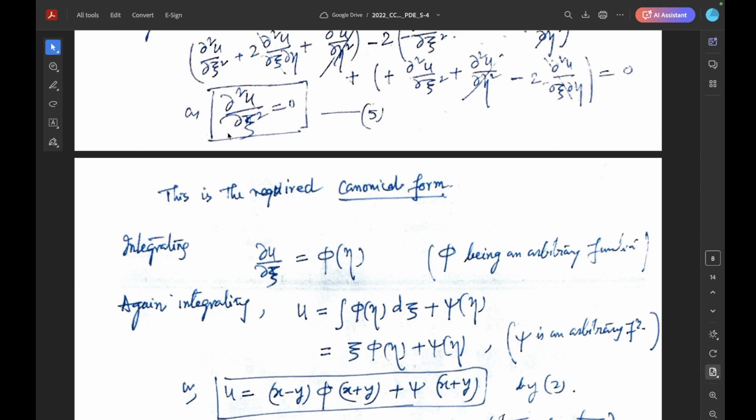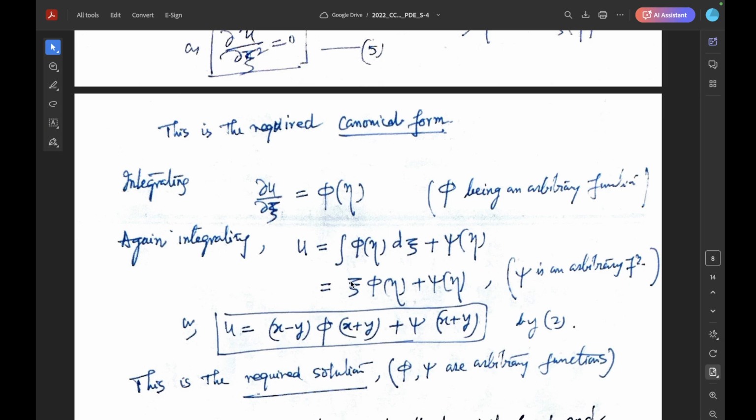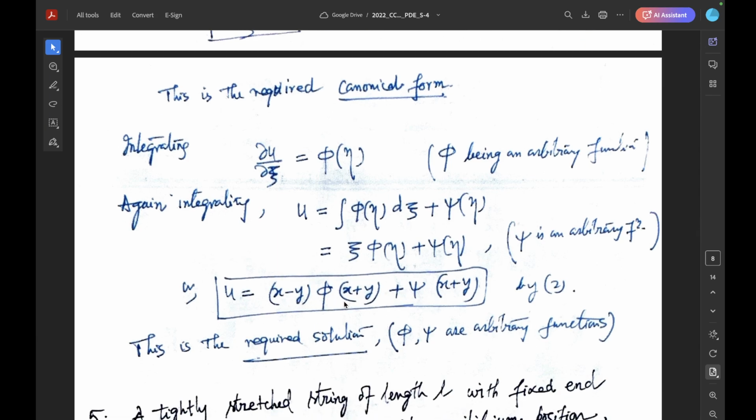Integrating 5, we get del u del y equal to phi eta, and phi is an arbitrary function. Again integrating, u equal to integration phi eta dy plus psi eta. Psi is also another arbitrary function. So this equals y phi eta plus psi eta. Because phi eta is constant, integration only gives y, and with x minus y as the first variable and eta equal to x plus y, we get u equal to x minus y into phi of x plus y plus psi of x plus y by 2. This is the required solution. Phi and psi are arbitrary functions.